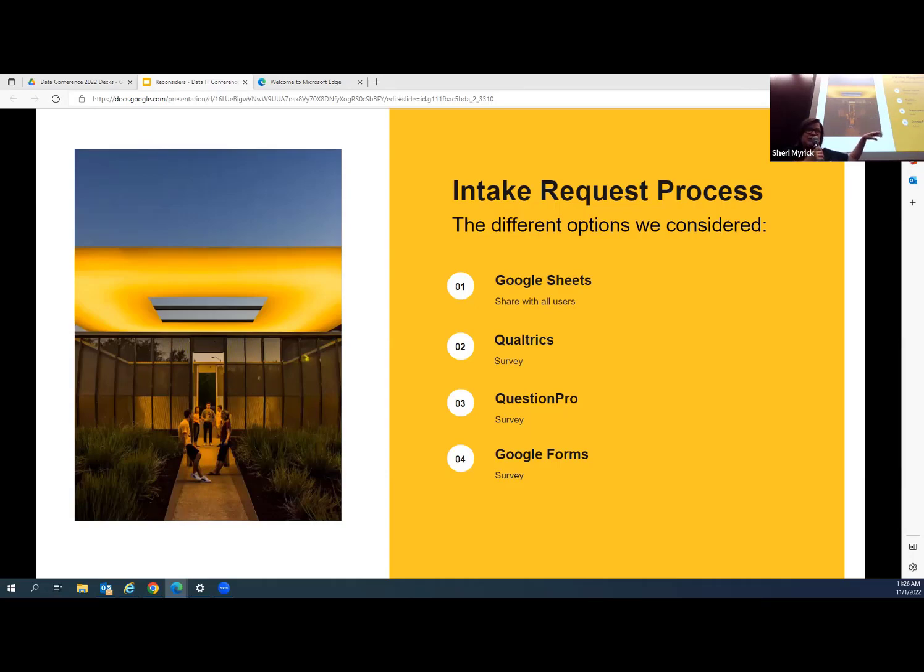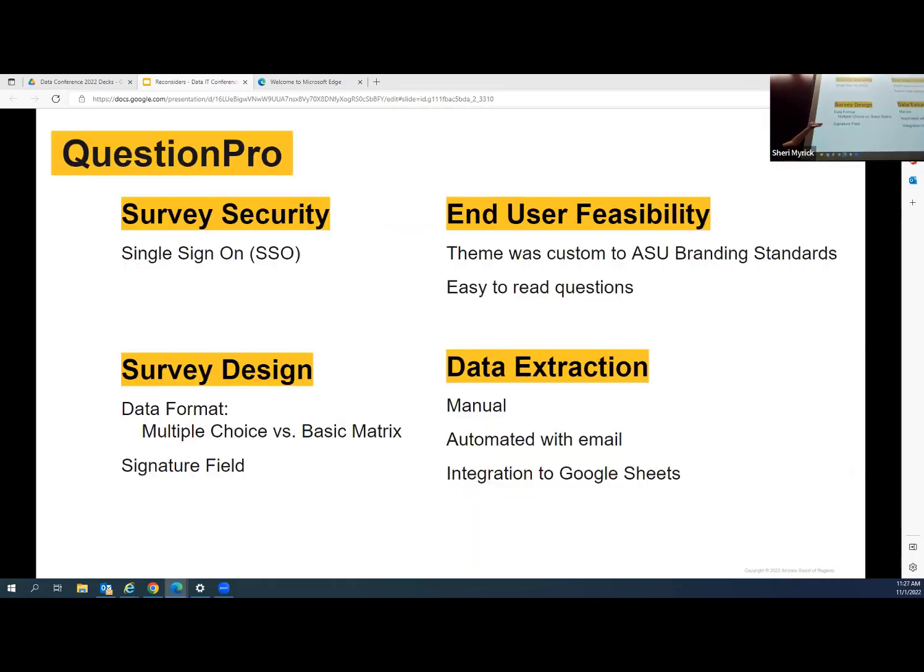It was new, still shiny. I had used it on a different project, so I kind of knew it a little bit. And then there was Google Forms. It was kind of close, but Google Forms, personally, was kind of limited because of just the aesthetic of it as an end user. Not a lot of customization, so it really wasn't a good option. So we actually went with the new shiny product, Question Pro. Again, I had used it for another project, so I already knew it a little bit and was able to make some decisions on it.